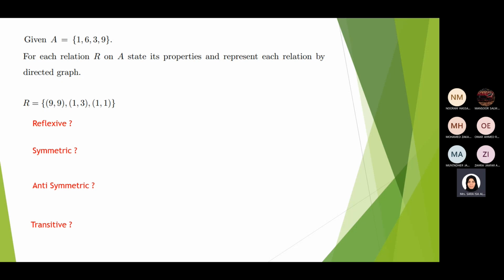Now, let's see what is in R. R has 3 pairs: (9, 9), (1, 3), and (1, 1). Do you think that this is a reflexive relation?